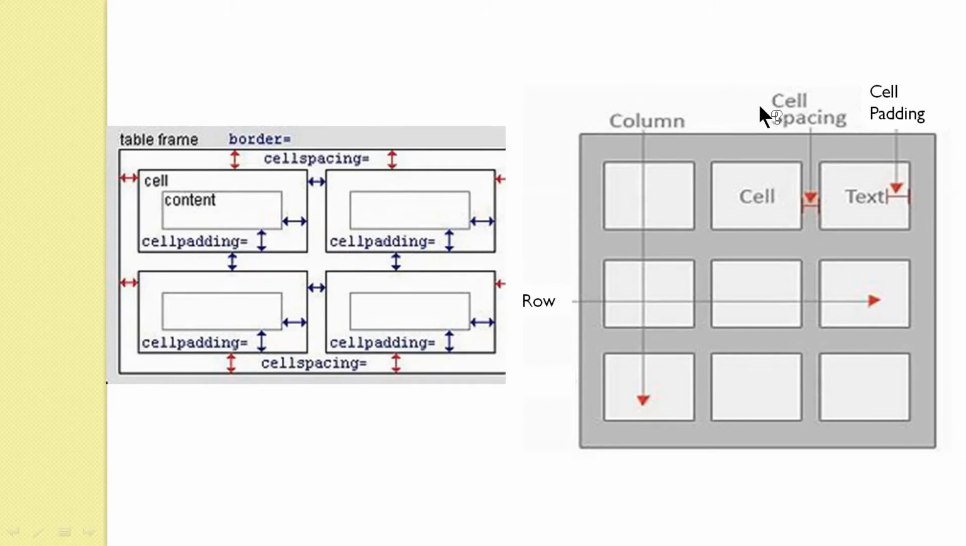In the same way, coming to another image, we have a table. Vertical we call column, horizontal row, and cell. The space or gap between 2 different cells we call the cell spacing. The text and the cell wall or the cell border, this particular space we call the cell padding, or it can be from the left hand side also. The cell wall or the cell border and the content, this space we call the cell padding.